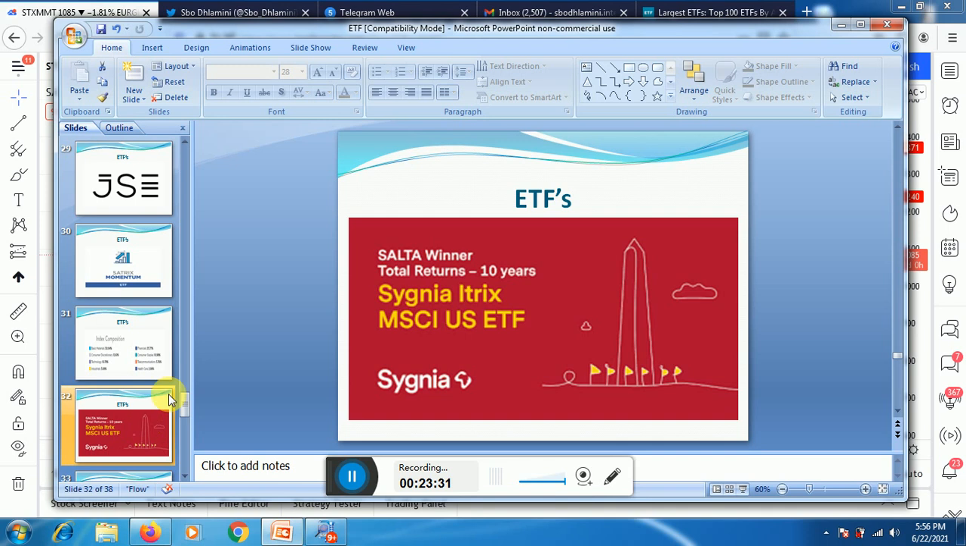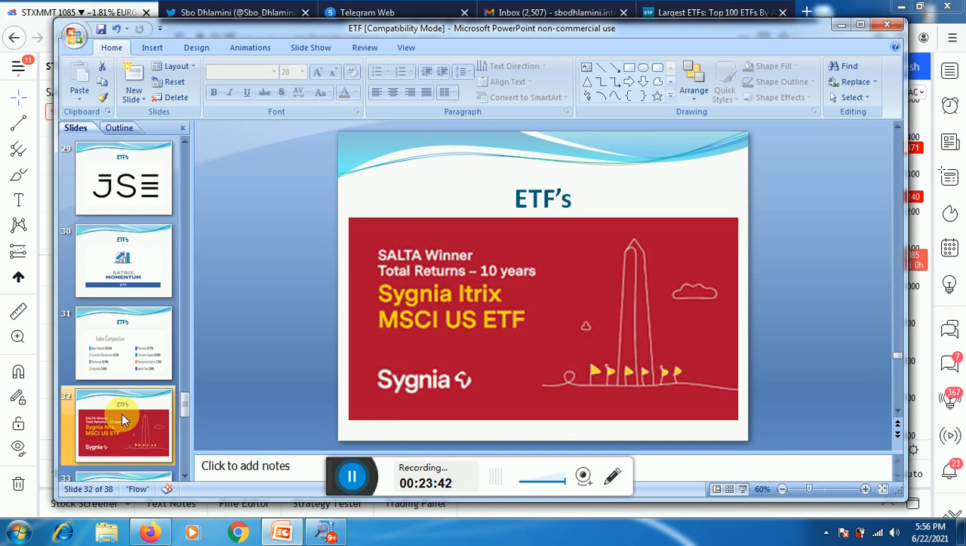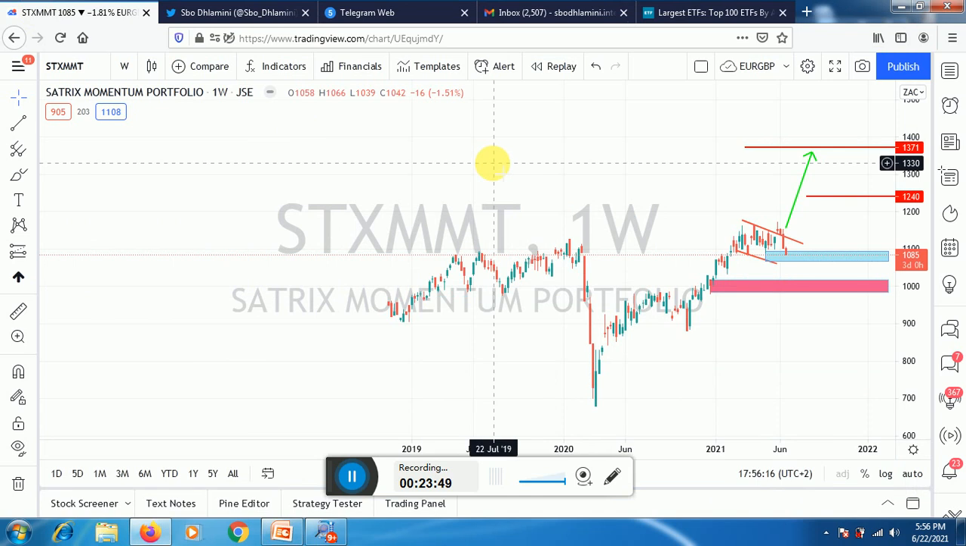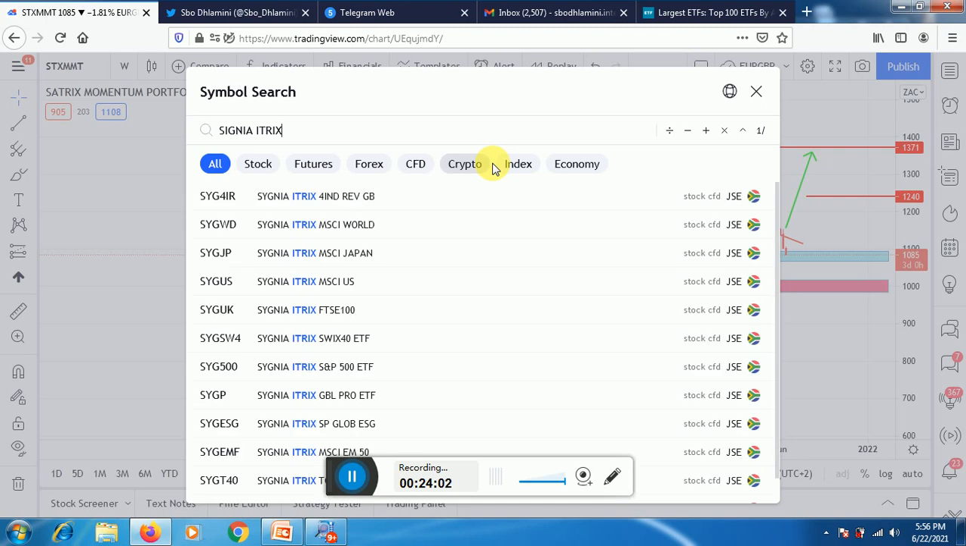So another one that I want to talk about is the Sygnia Itrix MSCI US ETF. So remember, this one is the Satrix, this one is Sygnia Itrix MSCI US ETF. Sorry, so it's Sygnia Itrix US. Yes, it's this one.